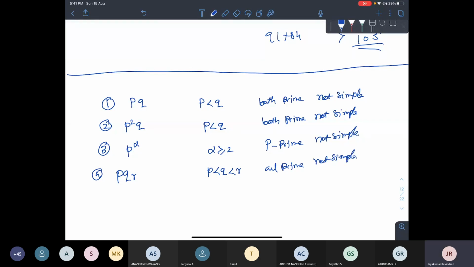If you don't understand anything, it's okay. At least now, you know that any group of order PQ is not simple. Any group of order P squared Q is not simple. Any group of order P power alpha where alpha is greater than or equal to 2 is not simple. PQR, anything is not simple. So whenever people ask you anything, while dealing with these not simple cases, you are understanding many things in group theory.